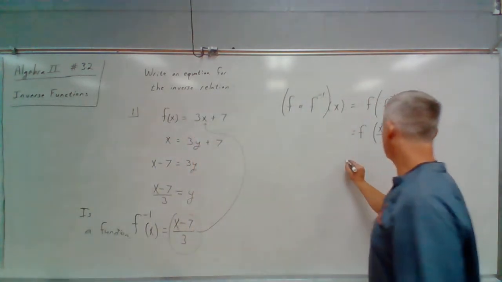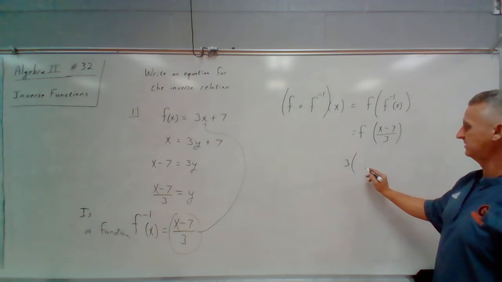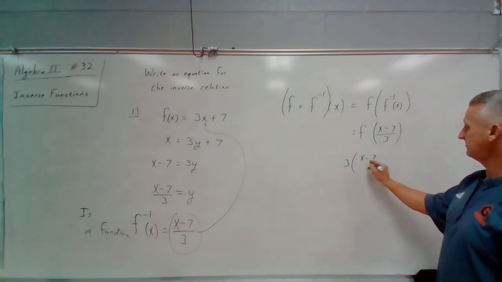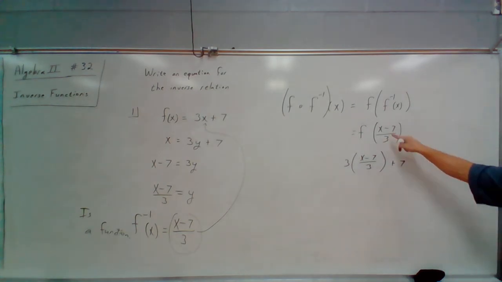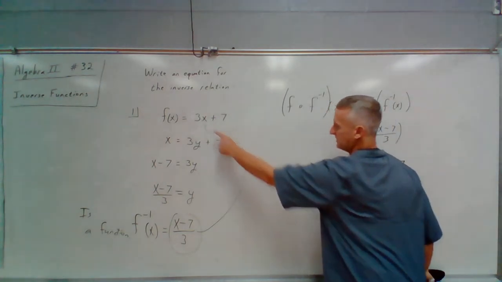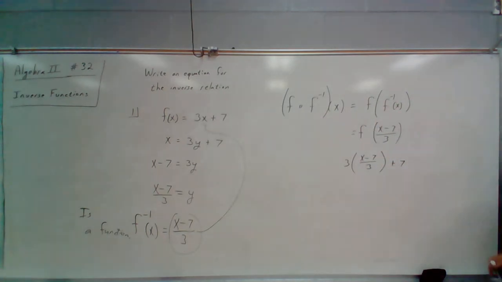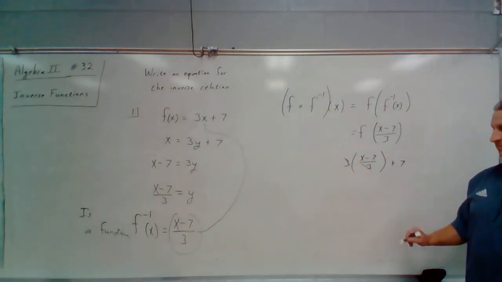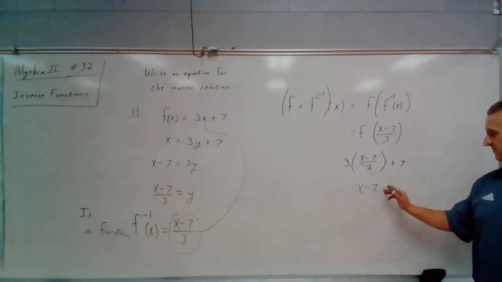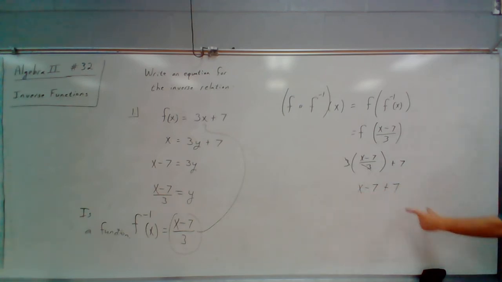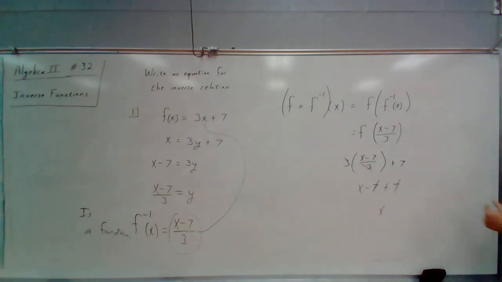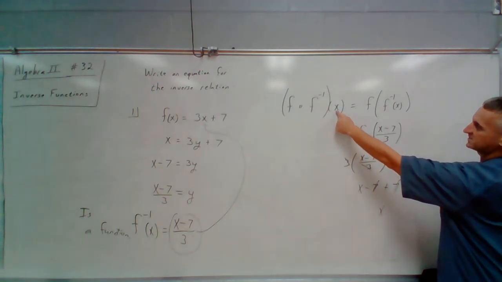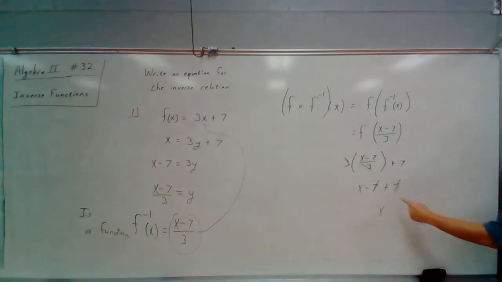So all of this has to go right there where the x is. So I would have 3 times (x minus 7) over 3, plus 7. I took all of this and put it right there where the x is. All right, my 3's cancel, and I'm left with x minus 7 plus 7. And now my 7's cancel, and I'm left with x. That's exactly what you should expect to happen. If you started with an x and fed it through both of those, you should end up with an x, just like we did with a 4 a minute ago.